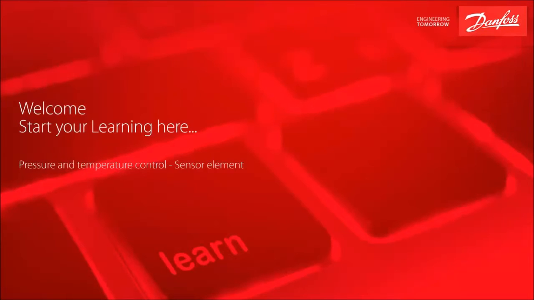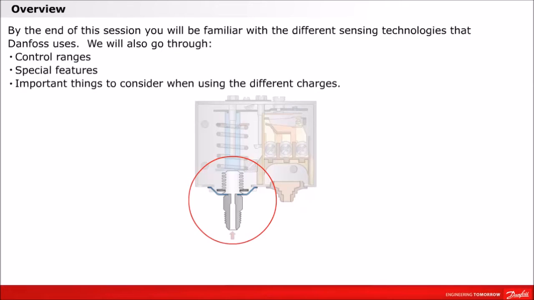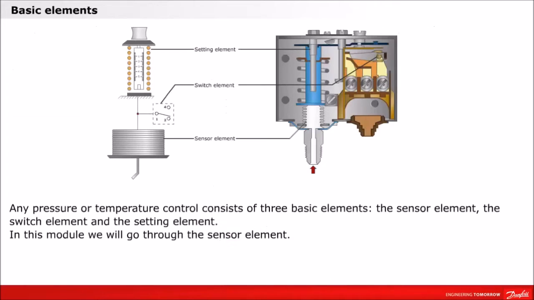Welcome to our learning module covering the sensor element of our Danfoss pressure and temperature controls. By the end of this session, you will be familiar with the different sensing technologies that Danfoss uses. We will also go through the control ranges, special features, and important things to consider when using different charges. Any pressure or temperature control consists of three basic elements: the sensor element, the switch element, and the setting element. In this module, we will go through the sensor element.